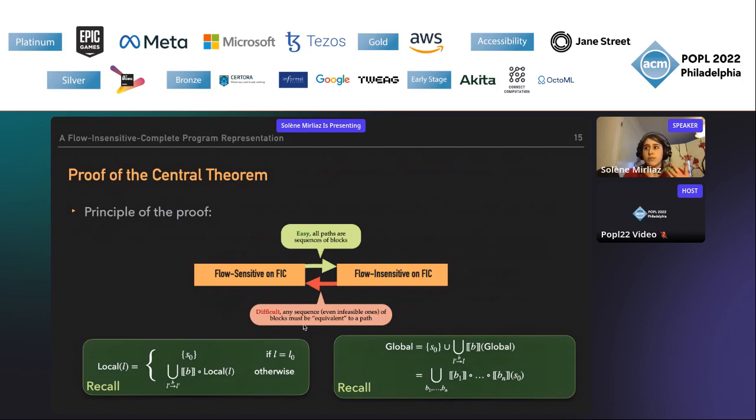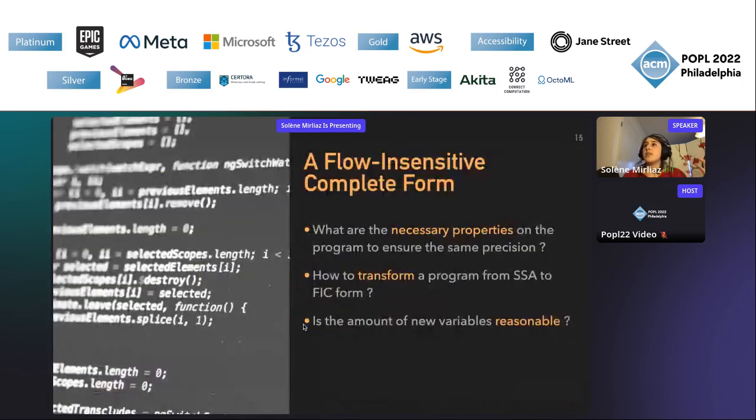However, because I do not enforce any order, I will consider sequence of block in my global invariant which are not feasible ones. And so I need some property on the program to guarantee that even though I do not respect any order, I will still have states that are coherent, equivalent to states in the flow-sensitive analysis. And if I can prove this equivalence, I have my central theorem. But I need properties on the program. And these properties are what define flow-insensitive-complete form.